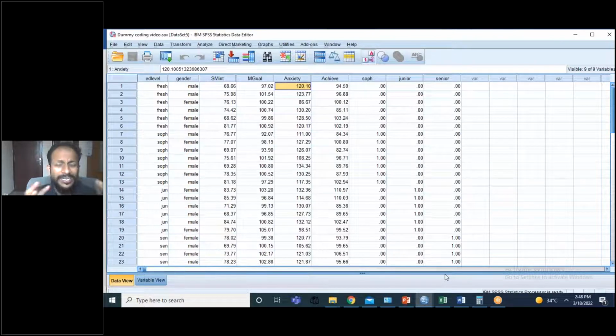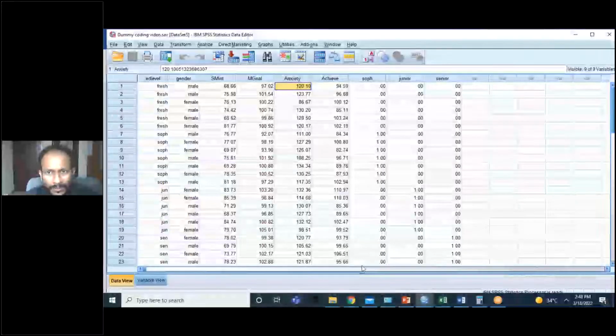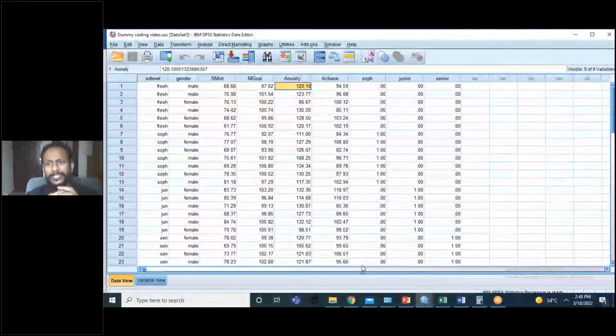For that, there are basically four types of regression. One is forward, another is backward, the third is stepwise regression, and we also have hierarchical regression. In hierarchical regression, the researcher will decide which variable to add first, second, third, fourth, and fifth. In forward, backward, or stepwise regression, SPSS will decide which variable has to be added first, second, third, and fourth. Right. So first let us do this stepwise linear regression and analyze the output.